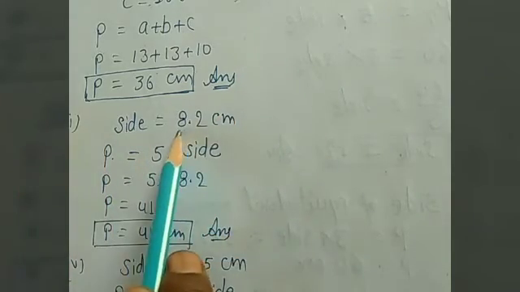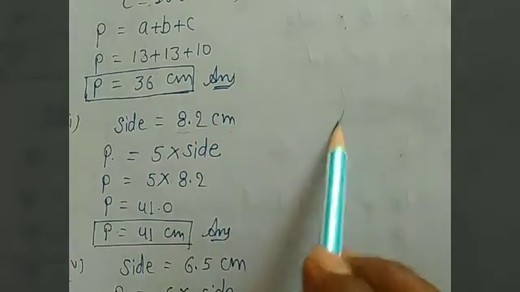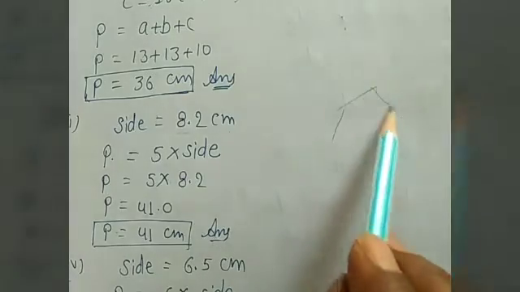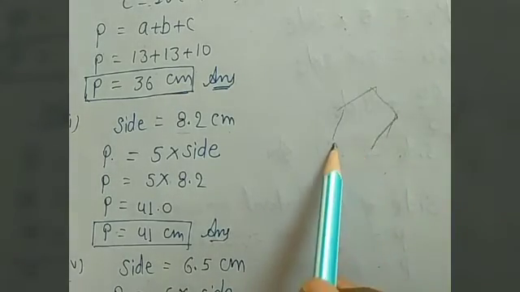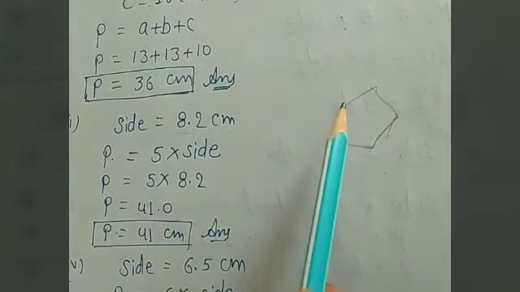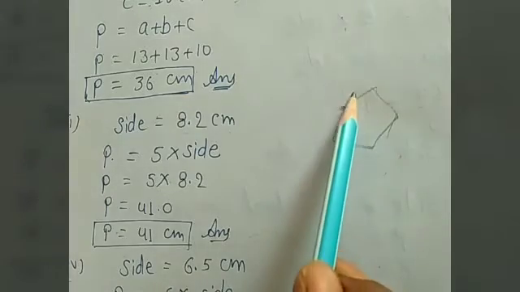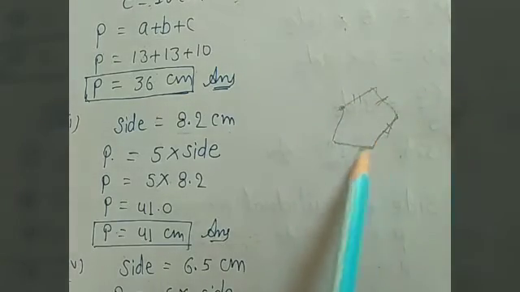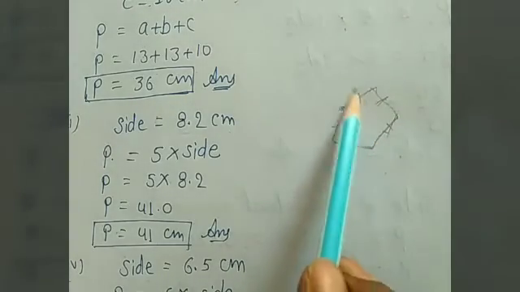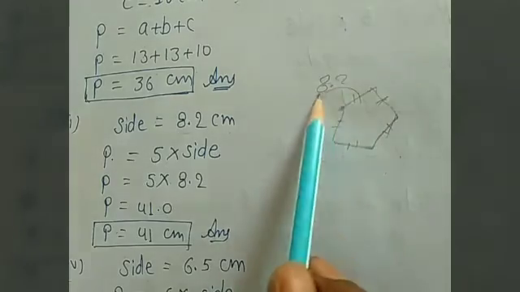Now part third, side is given 8.2 centimeter, but this is a pentagon. This is the pentagon, a 5-sided plain closed figure. In this pentagon, this is regular. Regular means all sides are equal. So one side is given 8.2 centimeter.